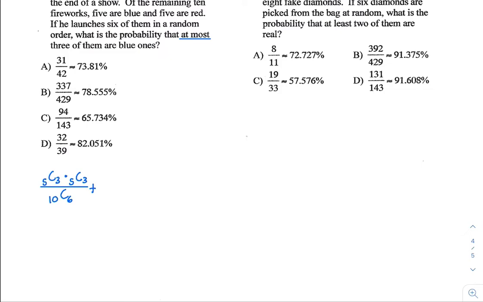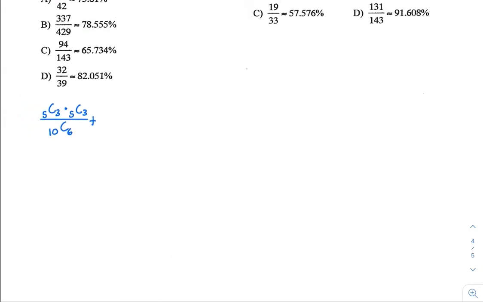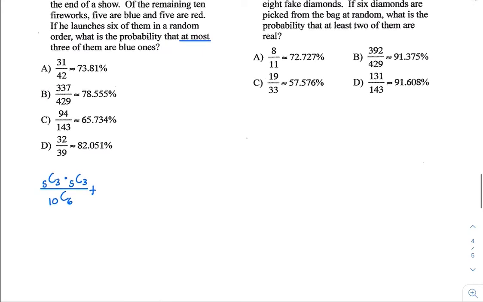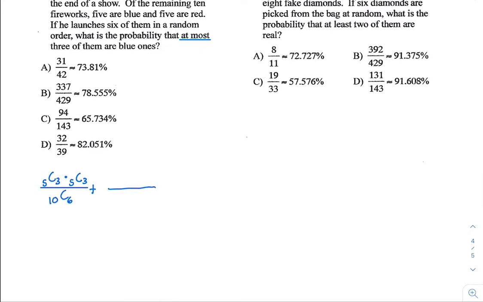Now, remember, at most means 3 or less. So 3 blue ones or less than 3 blue. So that means we need to account for if he launched 2 blue ones. So rewriting this still. So now, if he launched 2 blue ones, there's still 5 blues, right? If he only launched 2 blues, that means he must have launched 4 red ones.